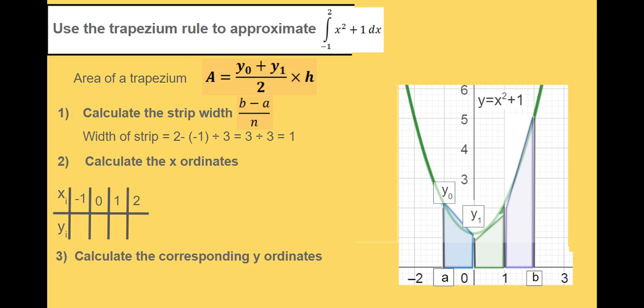We can find our corresponding y ordinates. We do that just by using our function x squared plus 1. So we'll do that for each x ordinate. We've got them.